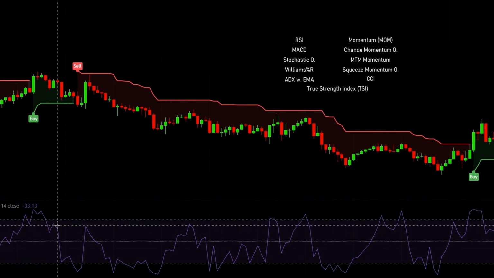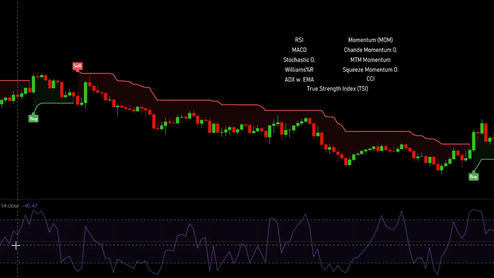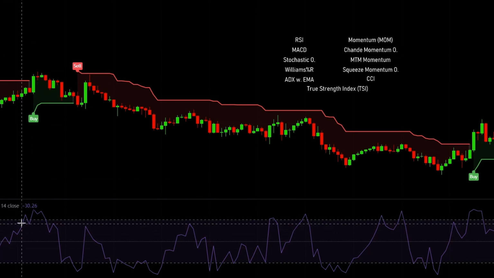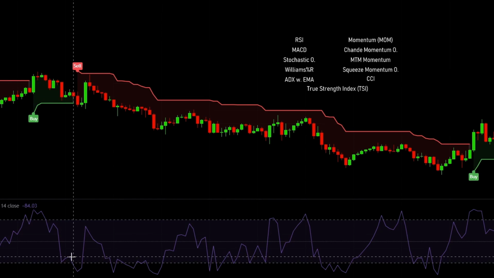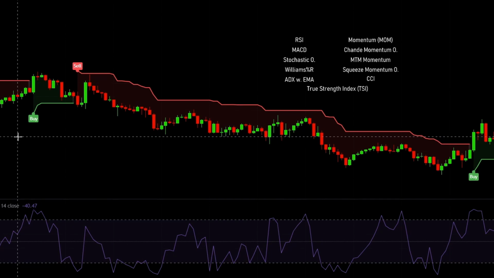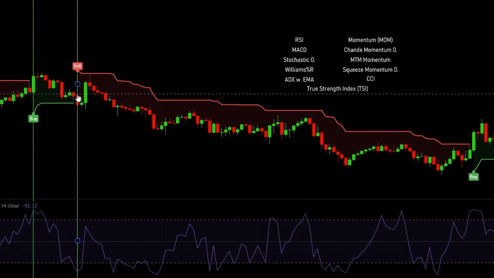It looks like the RSI, it has only one purple line, and the rule is the following. We can only enter longs if the Williams percentage line is above the negative 50 line, and we can only enter short if it's below the negative 50 line. So this is a valid long entry here, and this is a valid short entry.